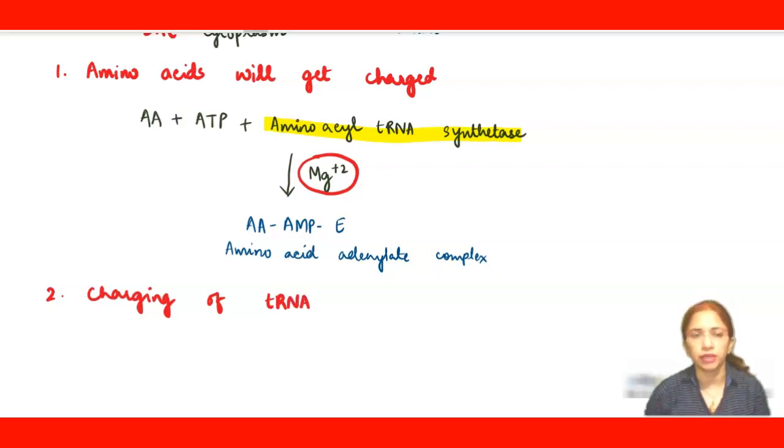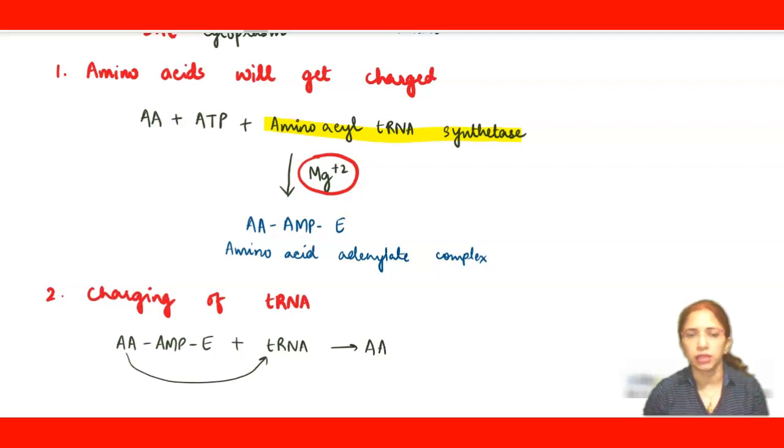So while it is happening, we would be writing amino acid adenylate complex with the enzyme. This will be uniting with tRNA, and what will happen? This will attach to the transfer RNA and the remaining components will be set free. So this will be our AMP, it will be released, okay? So first step, amino acids will be charged, that we have done. The second step is the charging of tRNA.